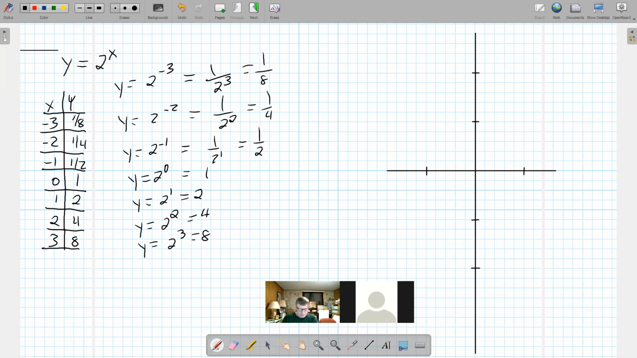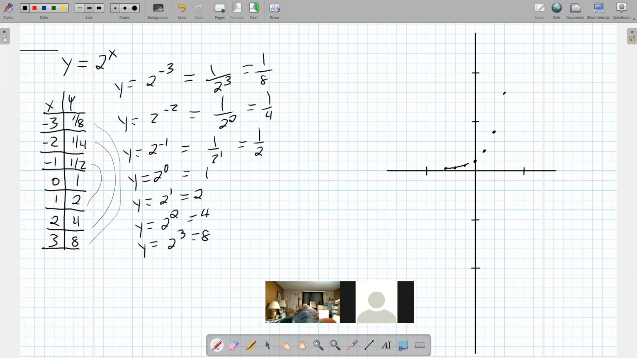Okay, let's see here. We don't have that symmetry like we do with a parabola, but notice these are reciprocals, these are reciprocals, these are reciprocals, the y values. All right, let's graph this thing. If x is -3, y is 1/8, so that's going to be about there. When x is -2, we're going to go up to about 1/4. When x is -1, we're up to 1/2. When x is 0, we're at 1. When x is 1, we're at 2. When x is 2, we're at 4. When x is 3, we're all the way up to 8.